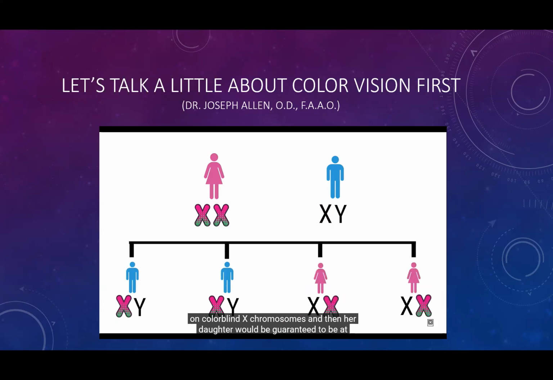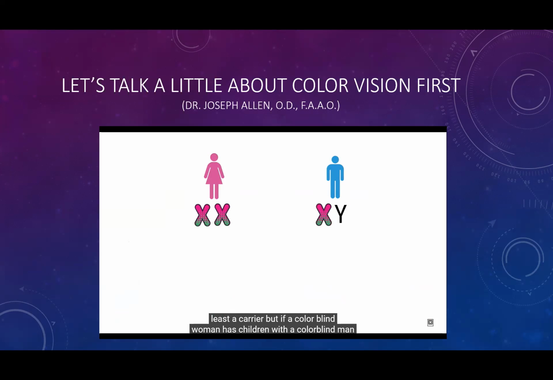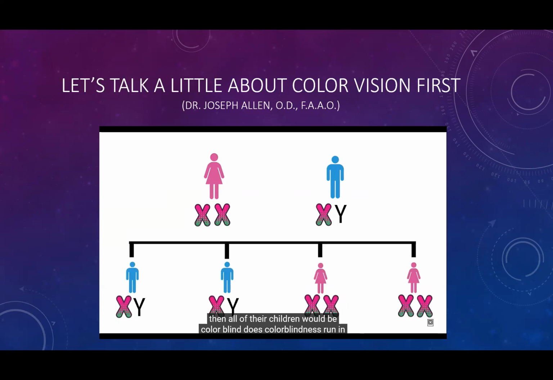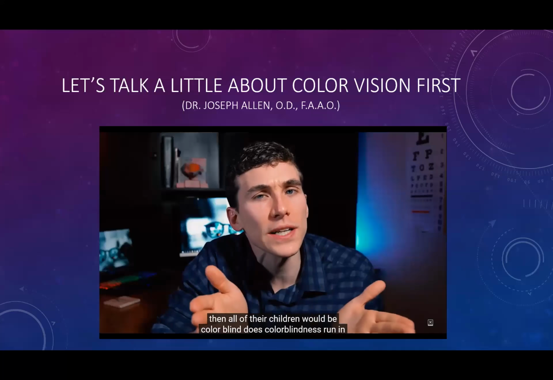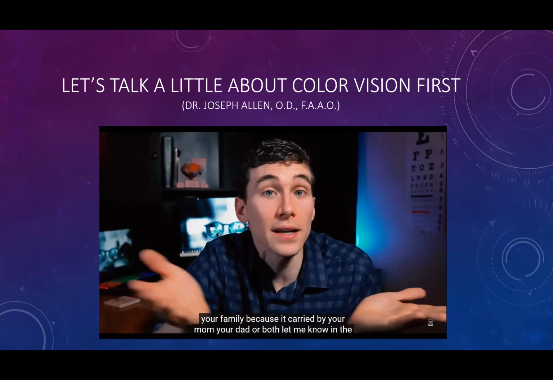And then her daughter would be guaranteed to be at least a carrier. But if a colorblind woman has children with a colorblind man, then all of their children would be colorblind. Does colorblindness run in your family? Is it carried by your mom, your dad, or both?